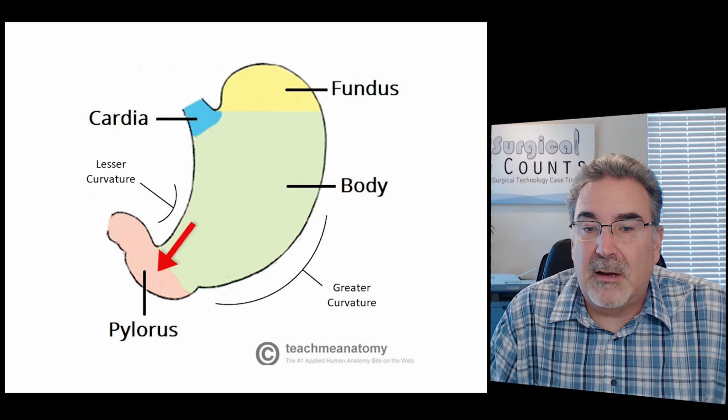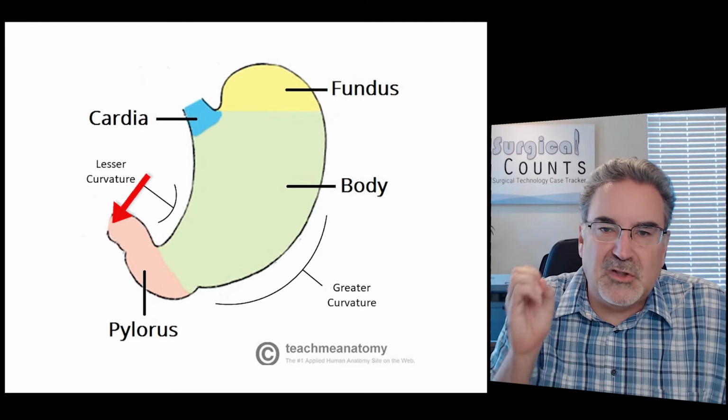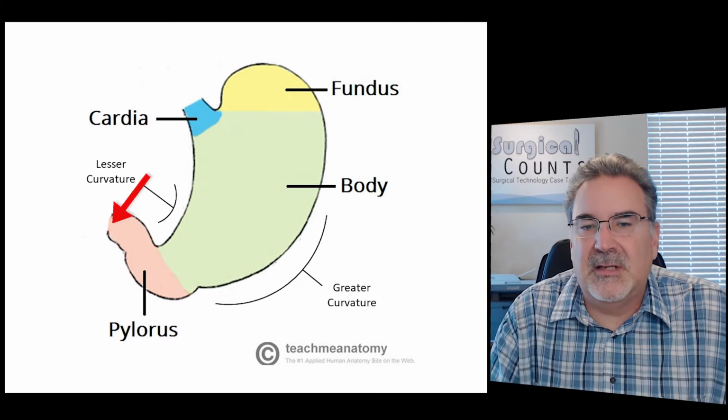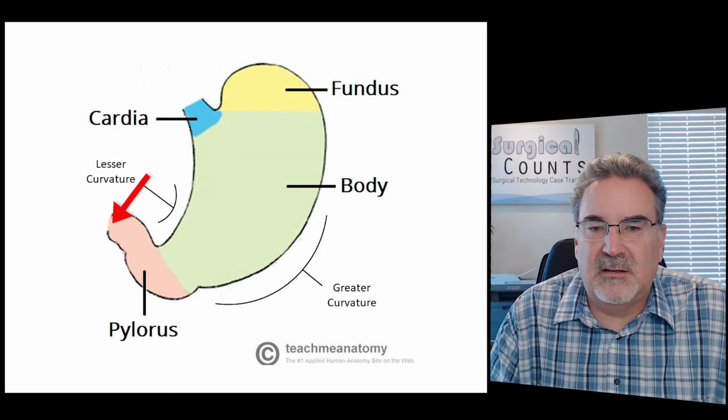Then down towards the bottom of the stomach, we have the pylorus area, and right at the very end there's a pyloric sphincter. In this area the stomach squirts its contents, one bit at a time, into the small intestine. So there is a little sphincter here that squirts the contents into the small intestine. That's called the pyloric sphincter.